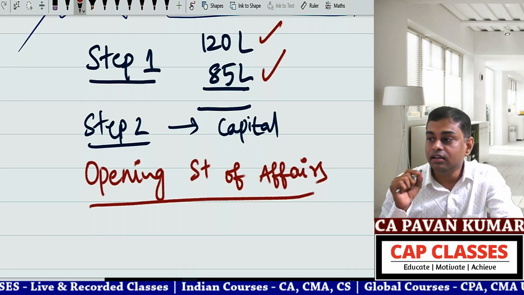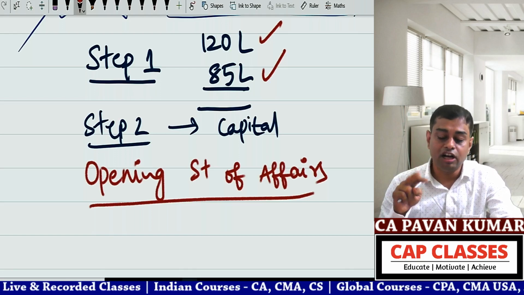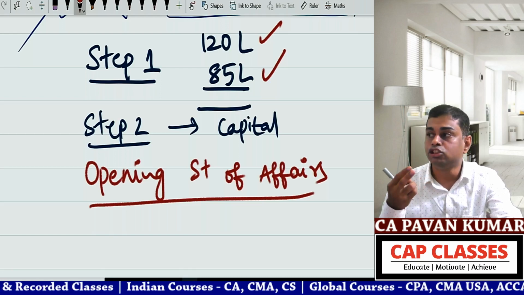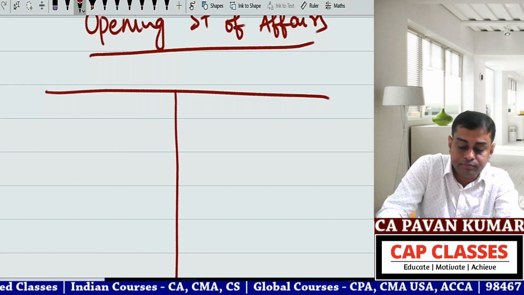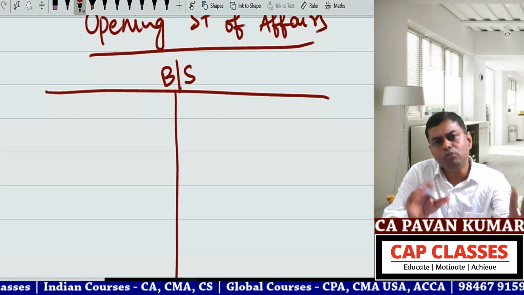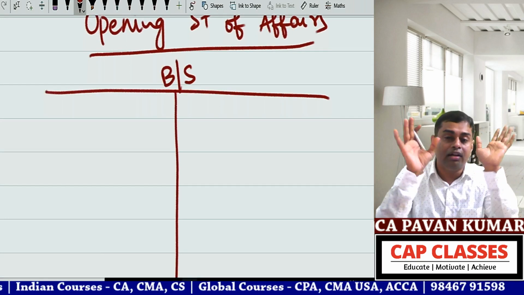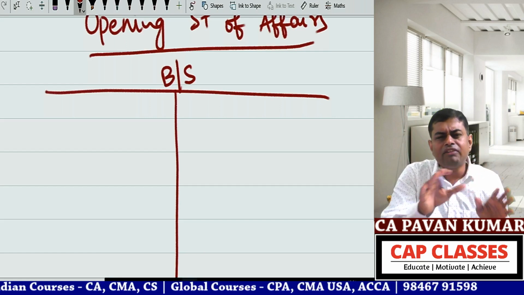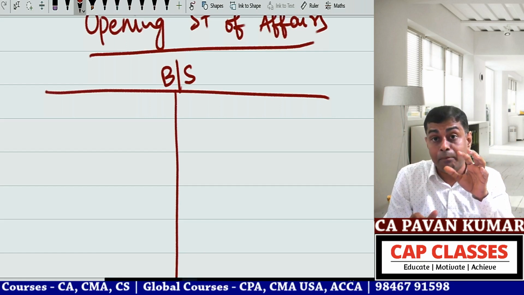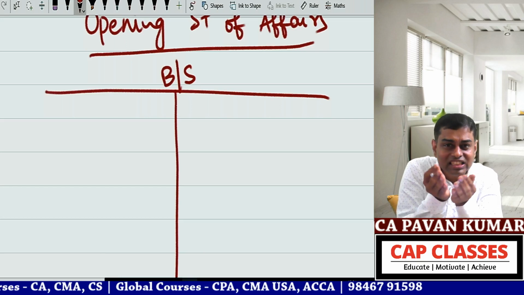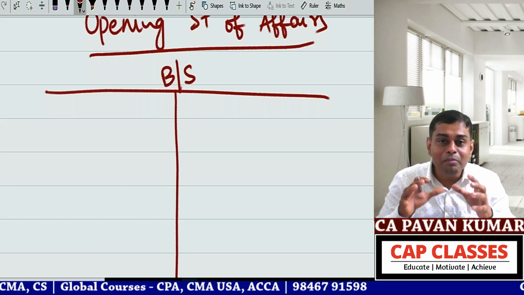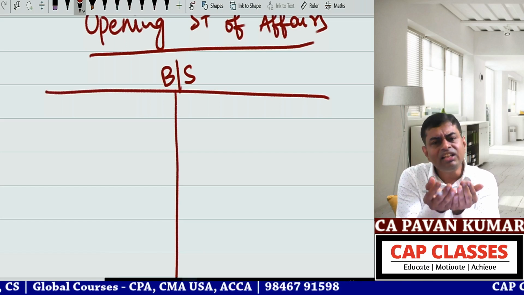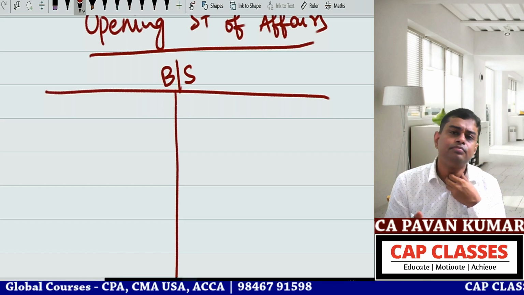So, in accounts, we have 2 affairs. One is the opening statement of affairs, the second one is the closing statement of affairs. What is this? It is similar to a balance sheet only. Simple. Put whatever numbers are available. You are maintaining some kachara form of books, no? Some raw, rugged manner you are preparing something. So whatever the data is available, that you fill.